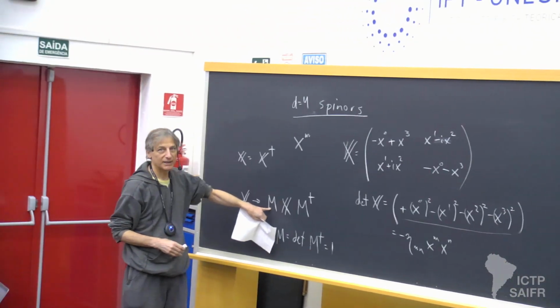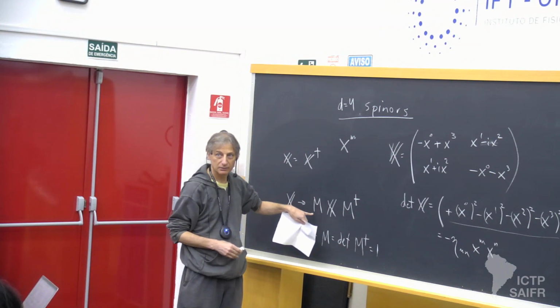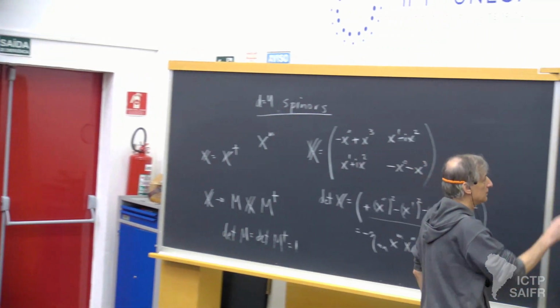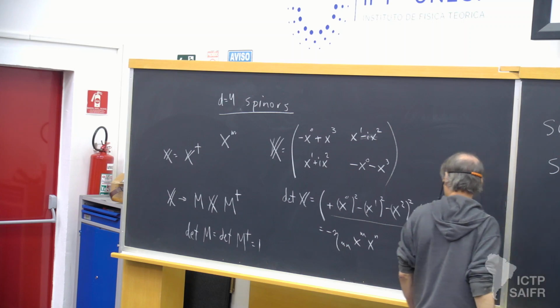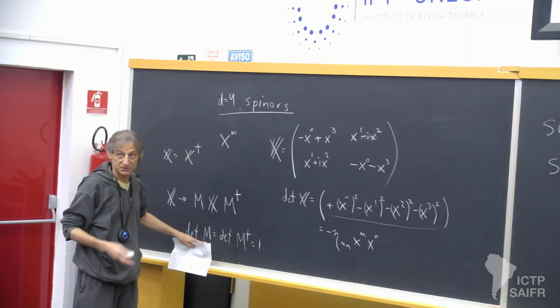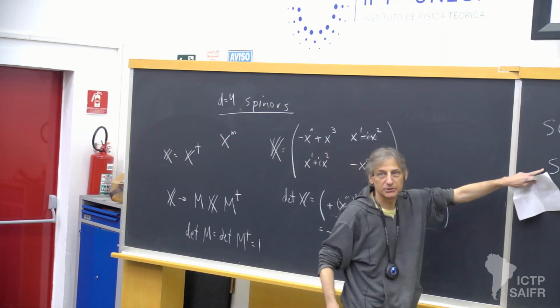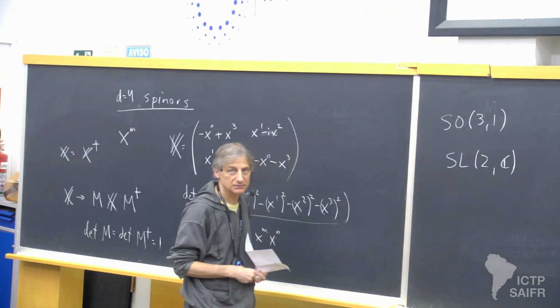So M is a 2 by 2 complex matrix with determinant 1 that has a name. It turns out we call it SL(2,C). C is because it's a 2 by 2 matrix which takes values in complex numbers. And S is because it has determinant 1. So this S is the same S as this S.